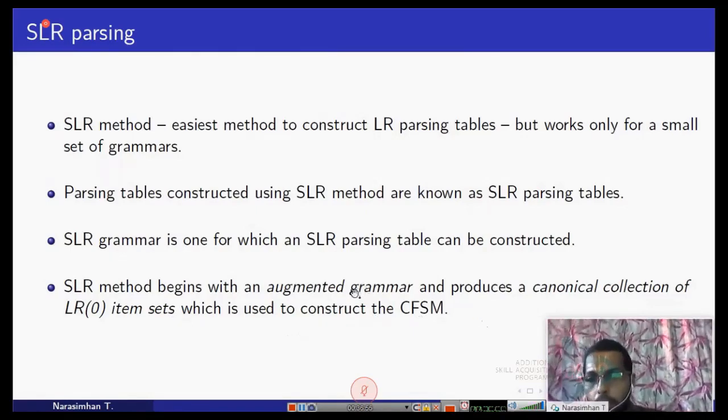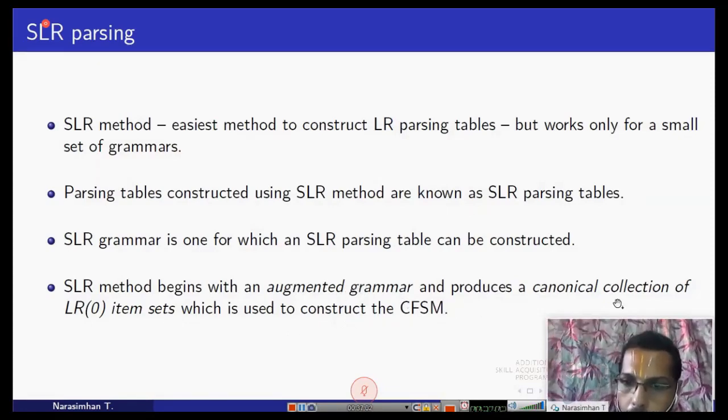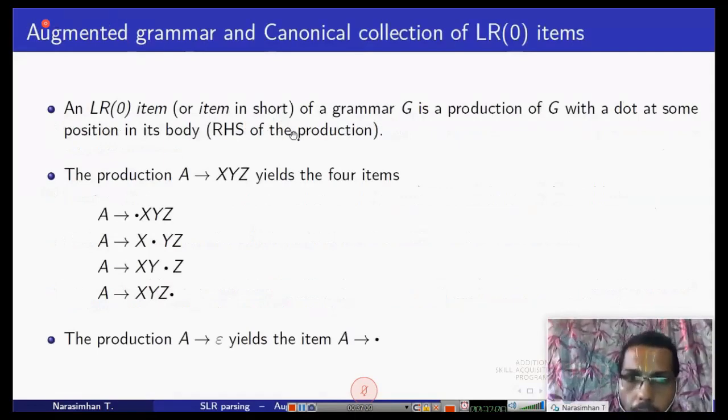So here you are seeing some new terms: augmented grammar, canonical collection, etc. So we will see what those terms are one by one. First, we will see what we mean by an LR0 item.